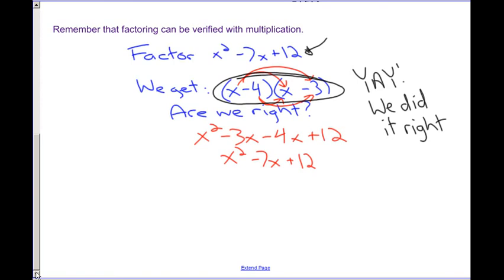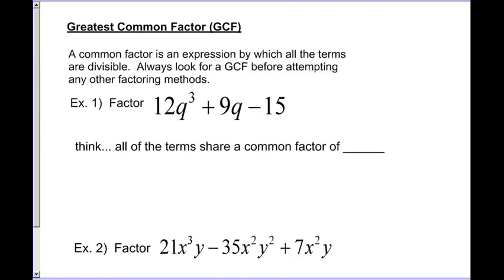All right, let's take a look at some of the different techniques. So the first one that you always look for is a greatest common factor. It's an expression by which all the terms are divisible. And again, look for it first before attempting any other factoring methods. So let's suppose we had this expression here, 12q cubed plus 9q minus 15. What are all of those terms divisible by? 12, 9, and 15 can all be divided by 3. That means that 3 is their common factor.